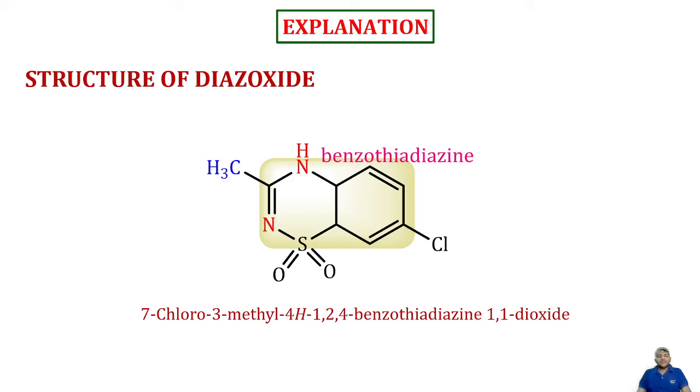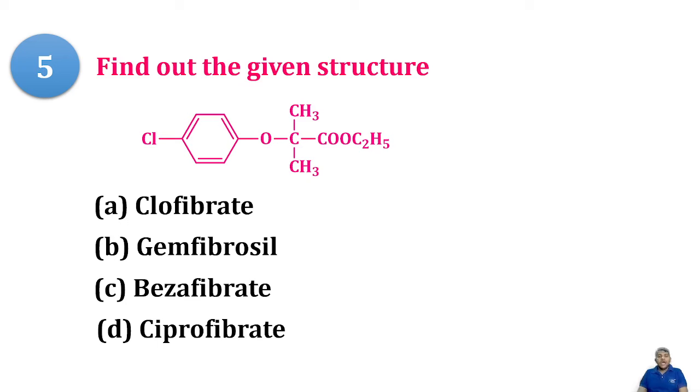So this is the typical structure of a diazoxide, having the benzothiazide ring, having the dioxide at the sulfur position, chlorine at the 7th position, and a methyl group at the 3rd position. And next you have to find out the given structure.